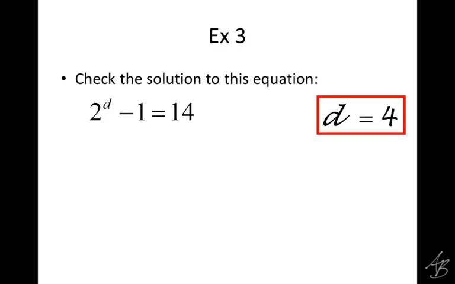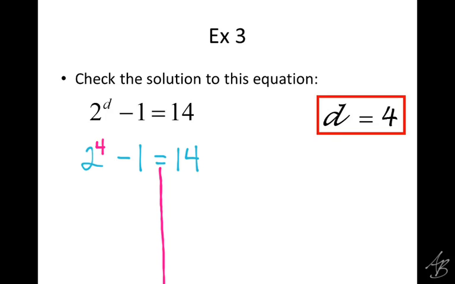So I'm going to rewrite the equation, but I'm going to put 4 anywhere that I see a D. So I've got 2 to the 4th power minus 1 equals 14. Now, do I want to add 1 to both sides to get rid of the minus 1, or use the golden rule to do the same thing on both sides? Do I want to do that? Nope. What I want to do here is simplify each side of the equation. And actually, one side is already simplified. Which side don't I need to do anything with?